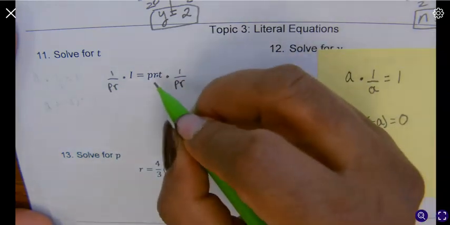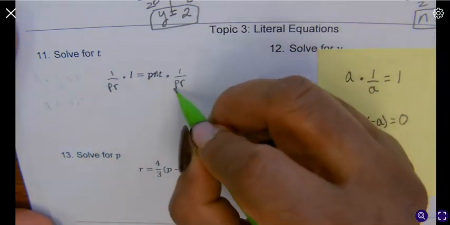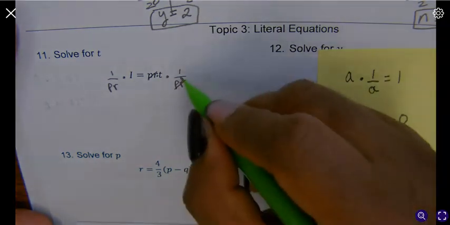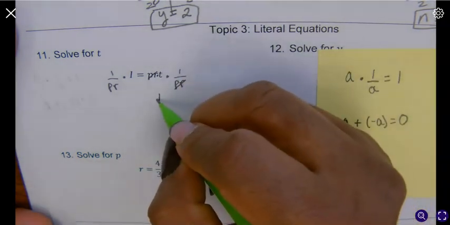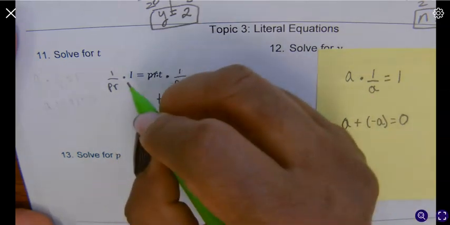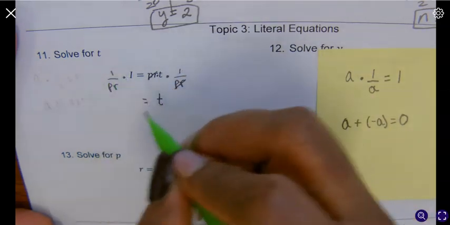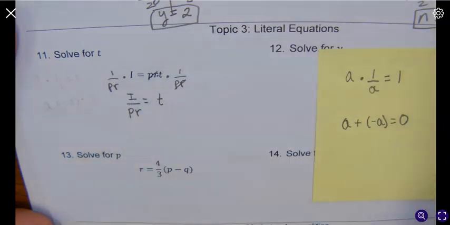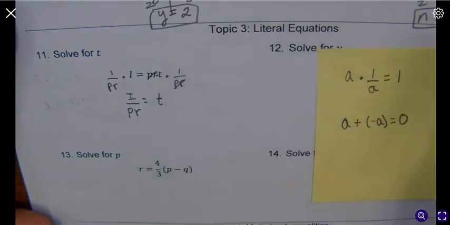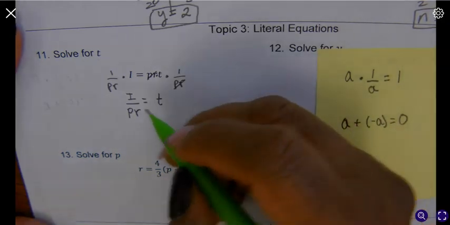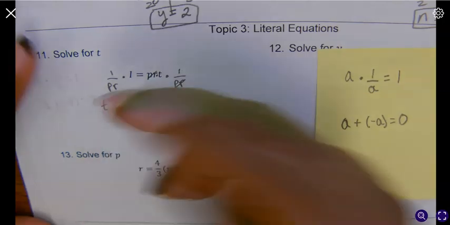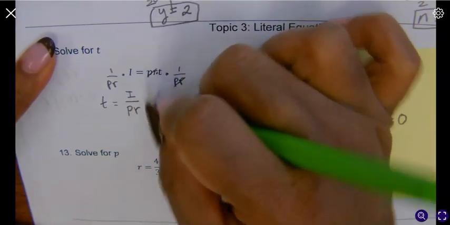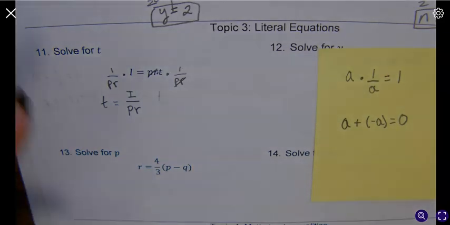And so see what happens here. The PR and the PR, they're gone. You just have the 1. And then 1 times t is just t by itself. And then you're left with all of this. You can simplify this. 1 times I is I over PR. And I have t by itself. That's my answer. So t equals I over PR. We can write it like this, or we can move the t out in the front. Just erase it over here. So you have t equals I over PR.